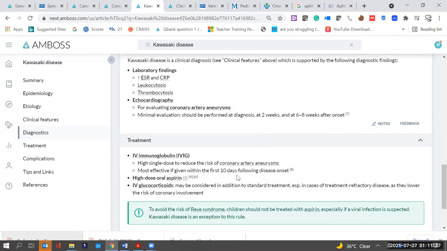Immunoglobulin is most effective when given within the first 10 days of illness. So if the patient has just started the symptoms, start immunoglobulin now. If the time has passed, then immunoglobulin may not work. Then we will give aspirin as a blood thinner. IV glucocorticoids may be considered in addition to standard treatment, especially in treatment-refractory cases. You can give glucocorticoids to suppress the inflammation. So these are all supportive treatments.